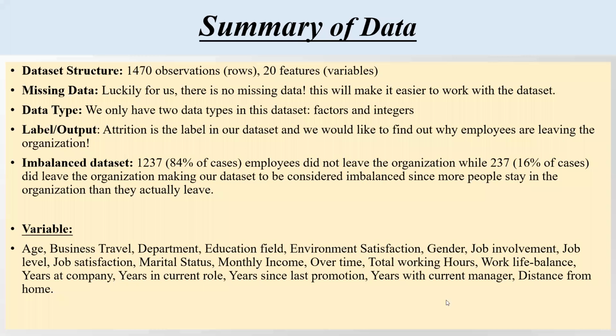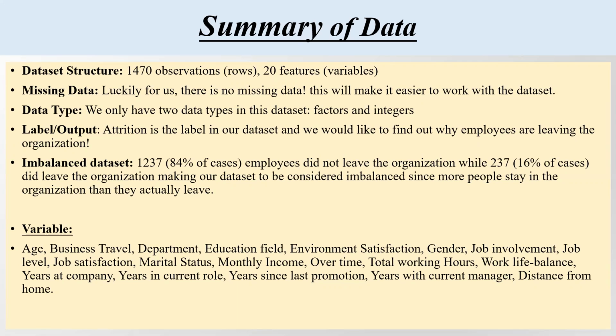this is the summary of our data. As I told, our data consists of 20 variables, and luckily the data we got is clean, so we don't have to take any extra effort cleaning the data. And the data types consist of both integers as well as categorical values. And basically our data is divided into two parts.